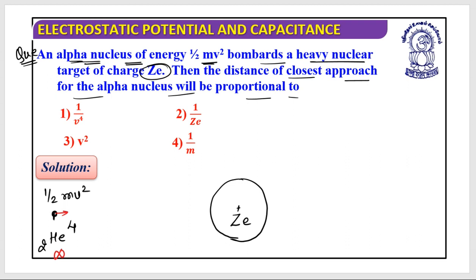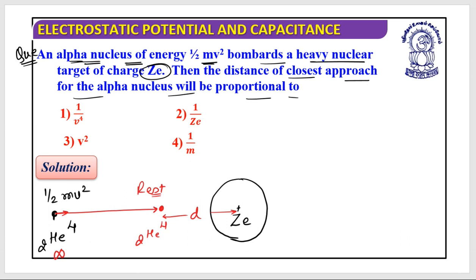By moving in this direction, let's say a certain time or a certain distance will arrive. At this point, this alpha particle comes to rest. So this would be the distance d, which is the distance of closest approach. One more thing: why did it come to rest?